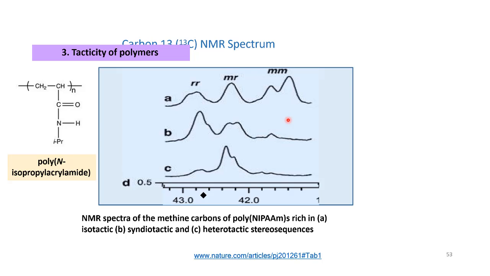Then tacticity, I have already told you, with the different tacticity the peaks will be different. So for the first one, that is the isotactic, distinct peaks will be there. For syndiotactic, it is basically a mixture, so there will not be many distinct peaks, and for the heterotactic the sequence will be a mixture of both A and B.